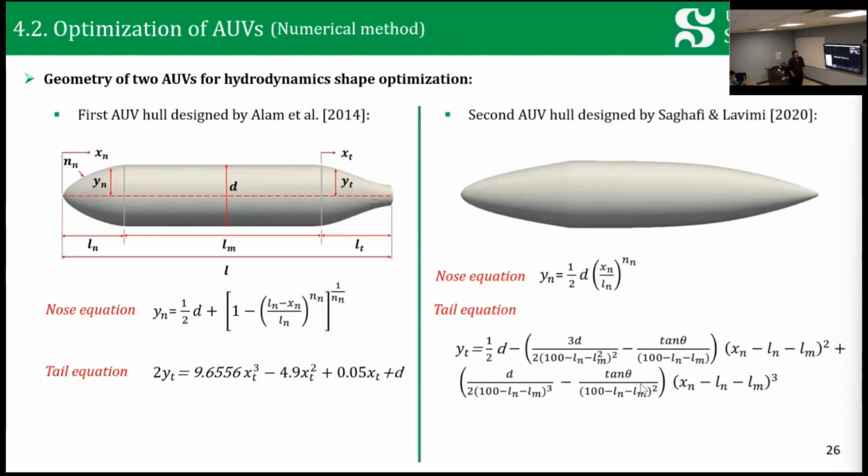Two different geometries are chosen. The first one comes from the work of Alam, which was initially designed using metamodels. And the second one comes from the work of Sagafi, who manipulated the equations of the nose and tail and tested them in order to find the geometry with the lower drag force.